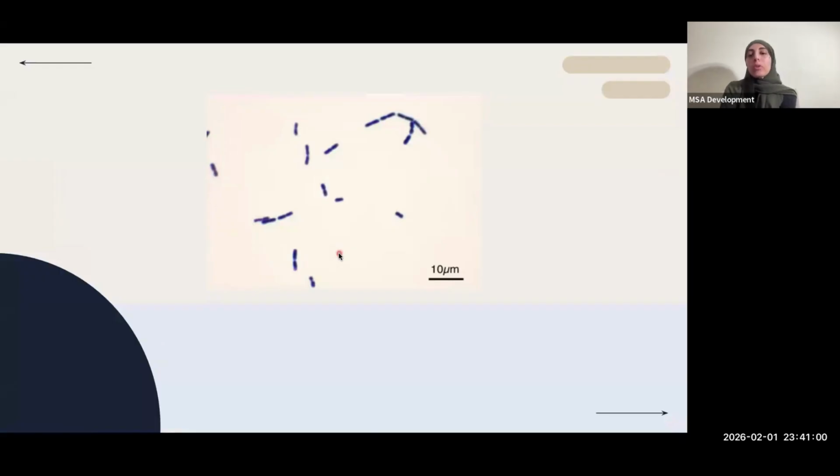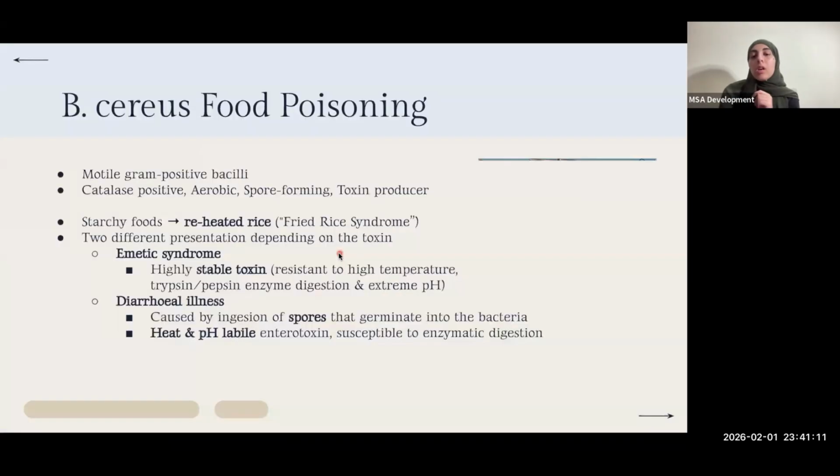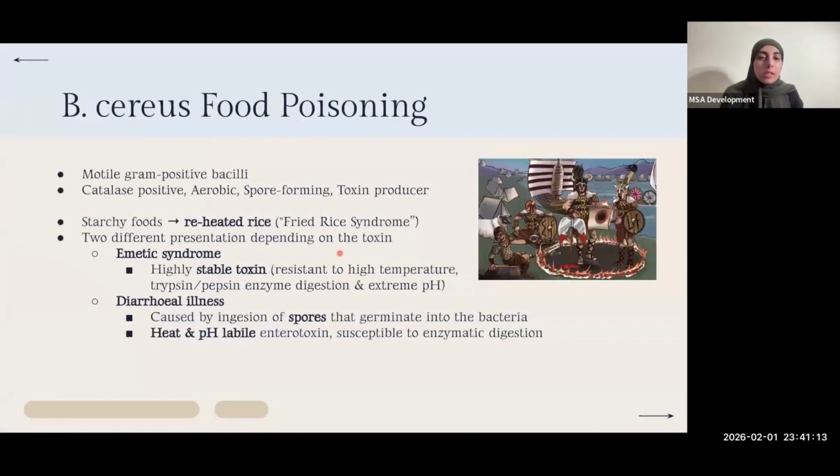Okay, now what is this organism? It's kind of a vague picture, but it's a gram-positive bacillus. So this is Bacillus cereus. Bacillus cereus food poisoning has a very characteristic feature, which is reheated rice or fried rice syndrome.